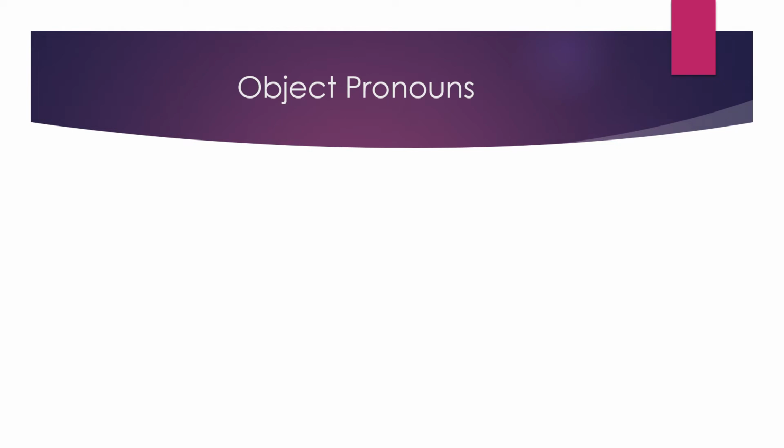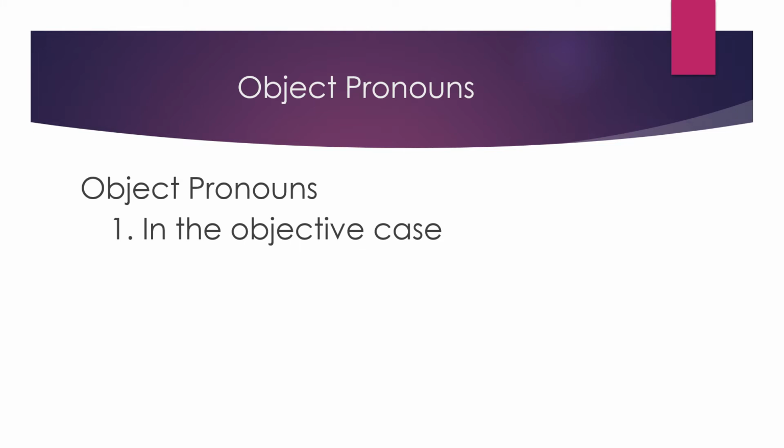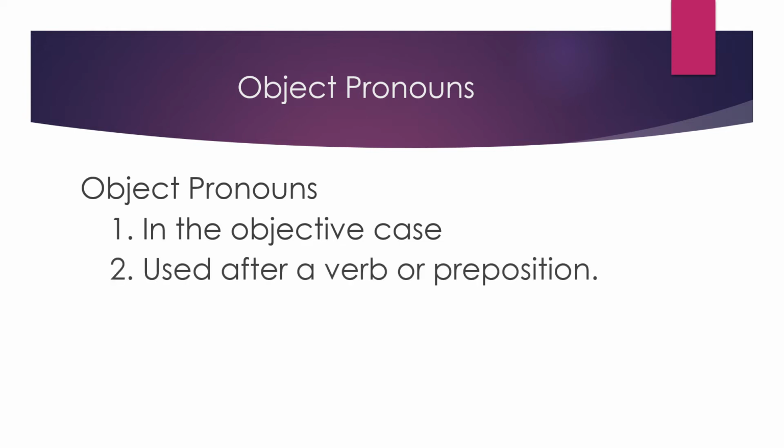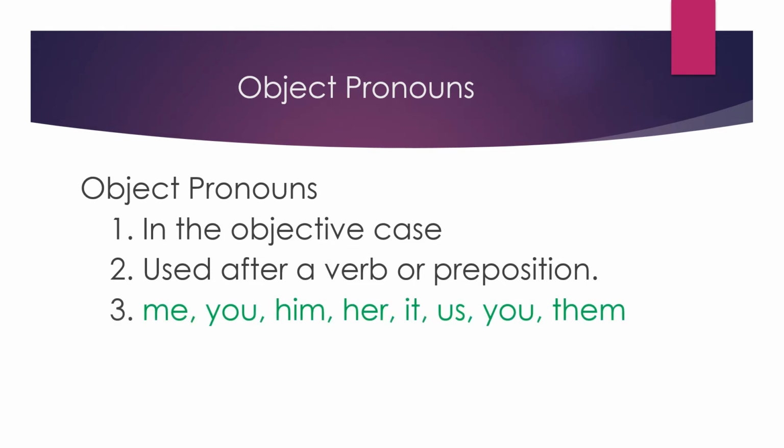Object pronouns. They have a different form. Okay? Object pronouns belong to the objective case. This means that we're going to find the object pronouns after the main verb or after a preposition in the predicate part of the sentence. These are the object pronouns. If you pay close attention, they are different from the subject pronouns with the exception of you and it.